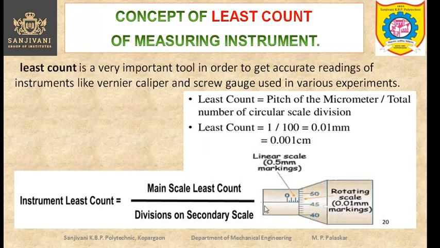So this is the main scale and this is the circular scale, right? Here you can see that the smallest division on the main scale is 1 millimeter, and the circular scale has 100 divisions. We are having 100 divisions on the circular scale.